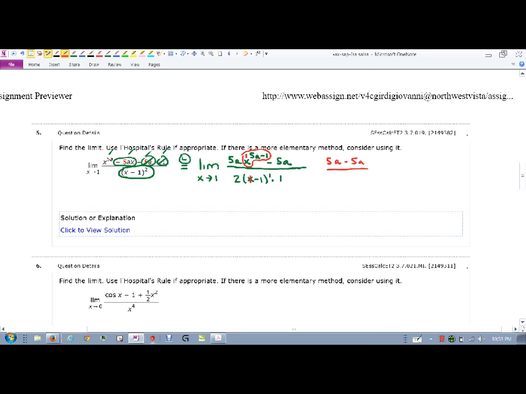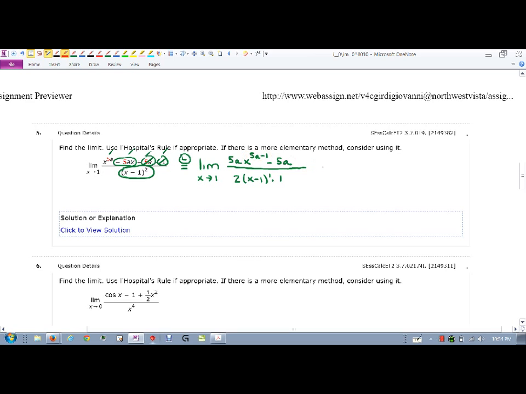On the bottom, if we plug 1 in here, we still get 0. So the top is going to 0, the bottom is going to 0. So we're still getting 0 over 0, which may appear to be a problem. However, L'Hopital's rule says that you can try and do it again.